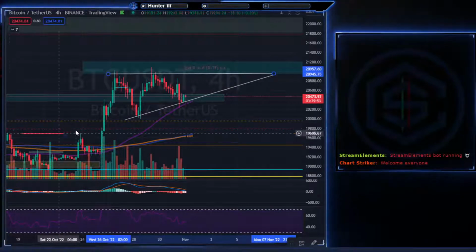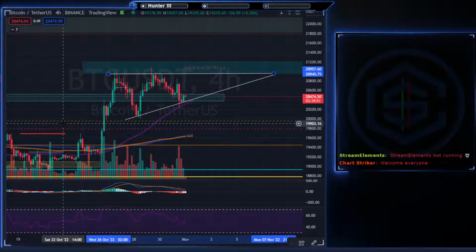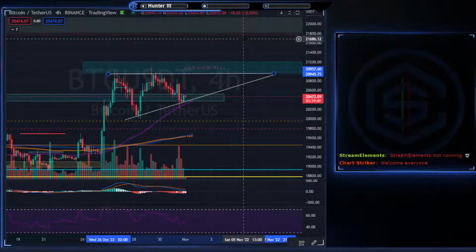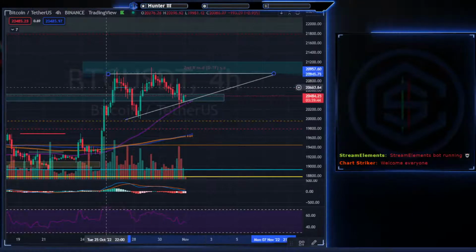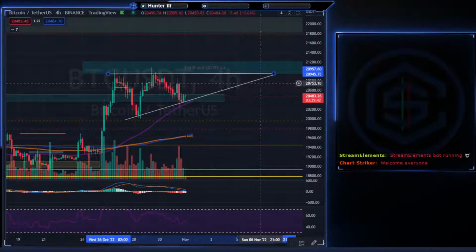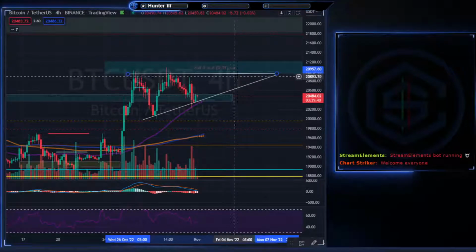But we will see what happens. Let's not be in a hurry. We'll give it time to play out. But you guys see, it's kind of acting as an ascending triangle right now. But we'll see what happens, okay?